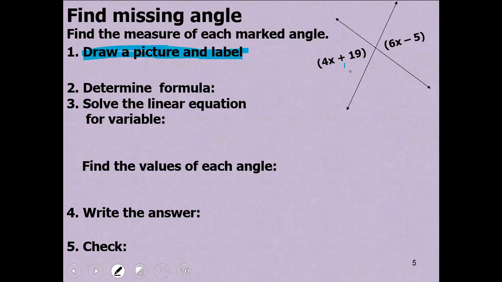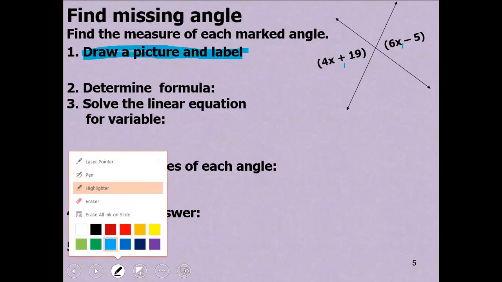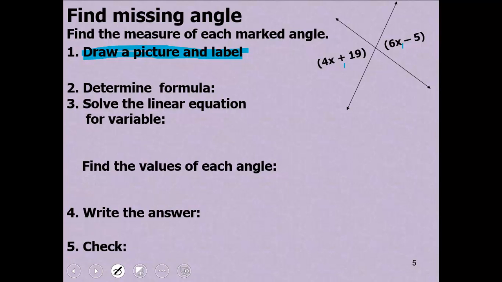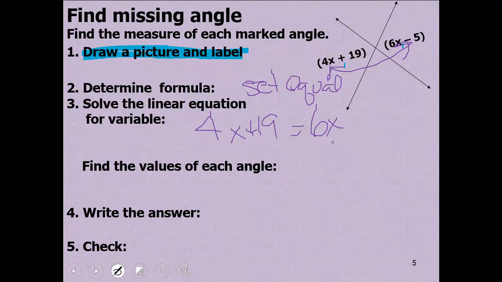In this case, are we talking about vertical angles, or are we talking about linear pairs? Well, we're talking about vertical angles because these are opposite each other. So vertical angles have to equal each other, okay? So this is the set equal. So here's my formula. It is 4x plus 19 has to equal 6x minus 5.